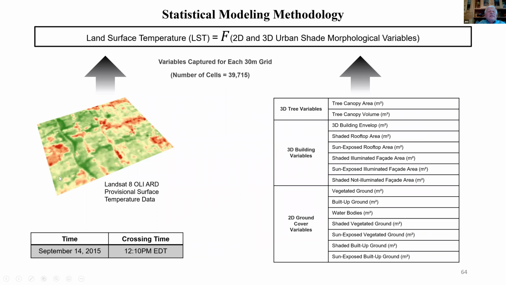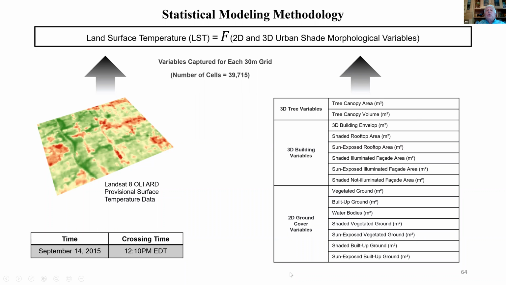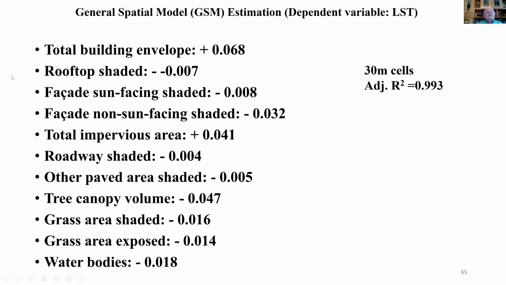So on one side, we obtain the temperature, again from Landsat, for 30-meter cells. And then we create all these variables for 39,000, close to 40,000 cells: tree canopy area, tree canopy volume. For each such cell, building variables: total building envelope, shaded rooftop area, sun-exposed rooftop area, shaded illuminated facade areas, the other ones, shaded not illuminated facade areas, and ground level: vegetated ground, built-up ground, water bodies, shaded vegetation, sun-exposed vegetation, and so on. Okay, so we have all these variables and we have the temperature, so we put them together in a statistical analysis. And here are the results.